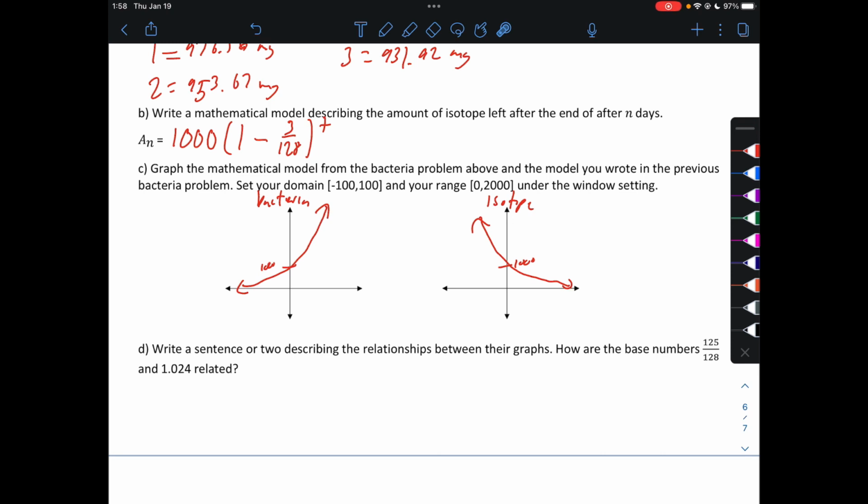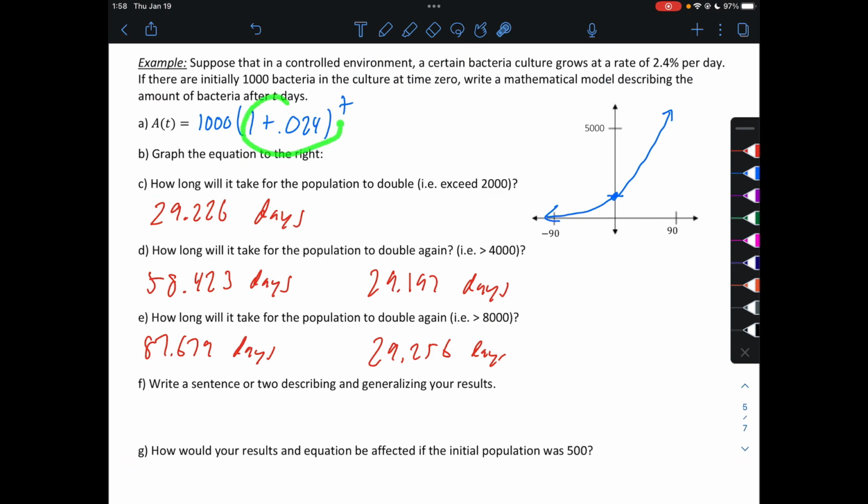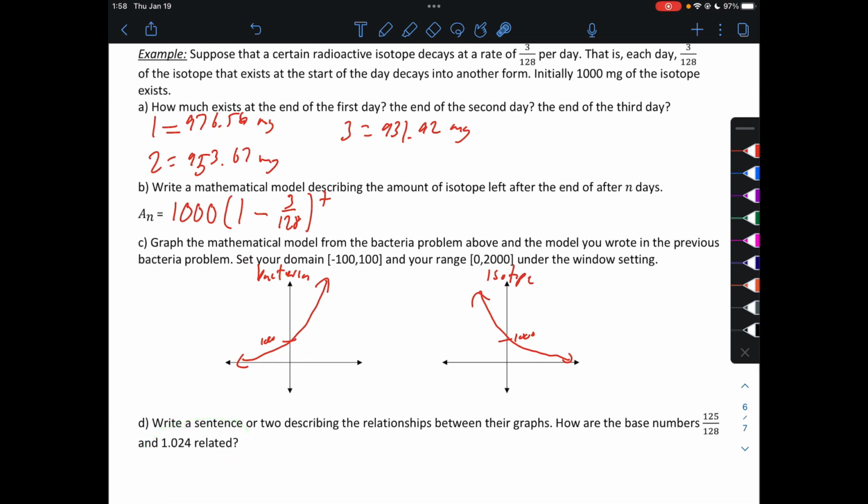Okay, so the last number here: write a sentence or two to describe the relationships between the graphs. How are the base numbers 125 over 128 and 1.024 related? This is what we get when we subtract here, and this is what we get when we added here. So basically that's what we're multiplying by every day. If we turn this into a geometric sequence, those numbers would be our ratios.